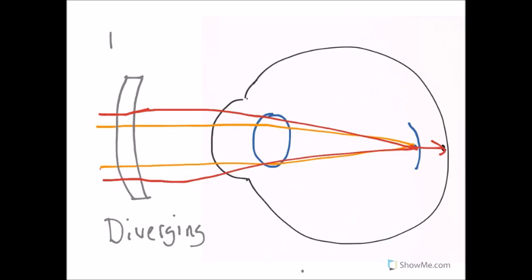So just remember, guys, for myopia, you need a diverging lens. You might want to become an MD, okay?